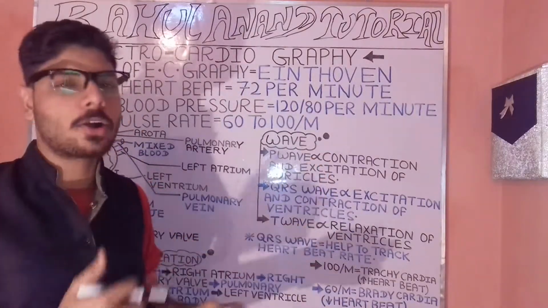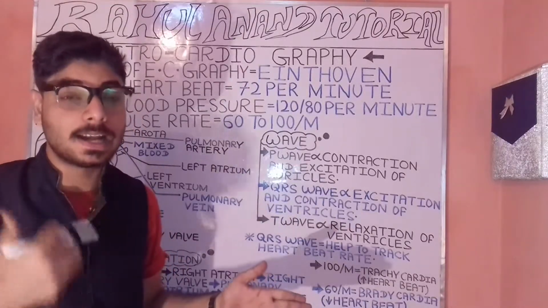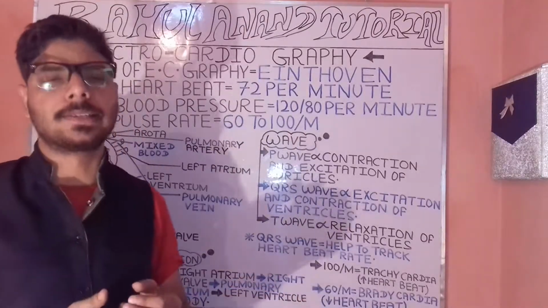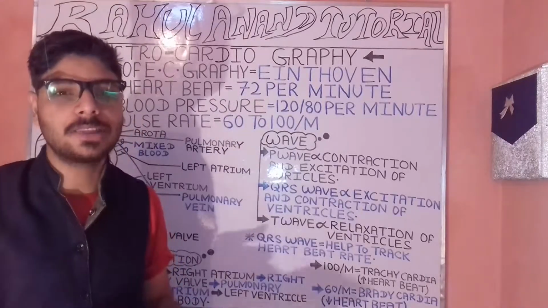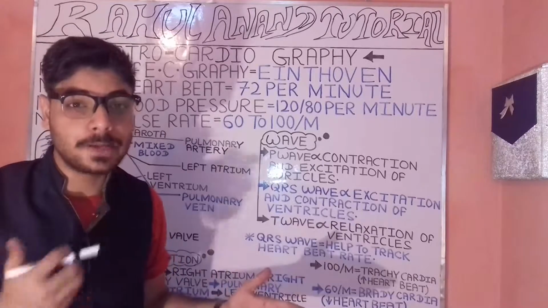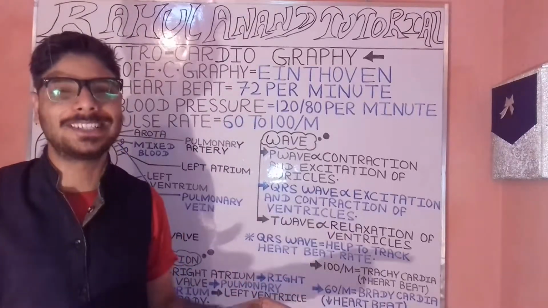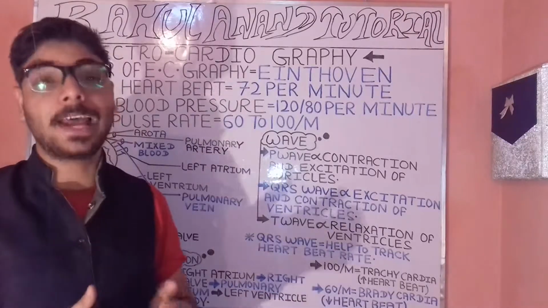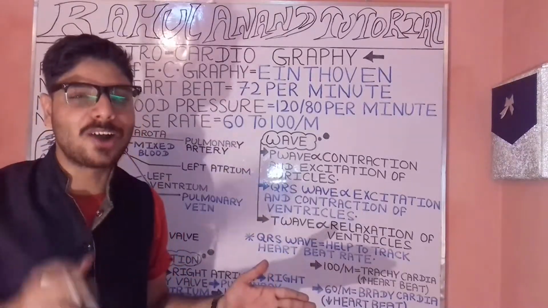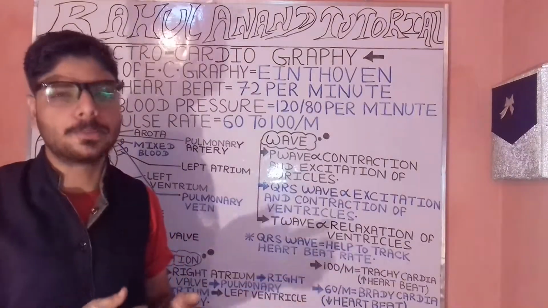Now, what does electrocardiogram mean? Electro means something related to the electrical impulses, cardio means something related to the heart rhythm, and graph means the particular demonstration, such as the different types of waves. These are the P wave, the Q wave, the R wave, the S wave, as well as the T wave. Now let's understand this in detail.